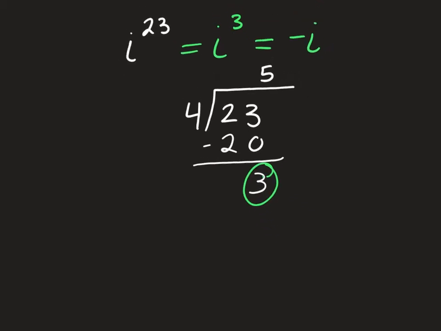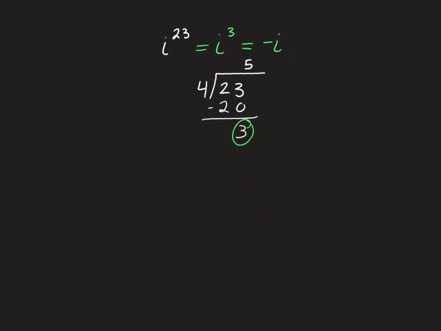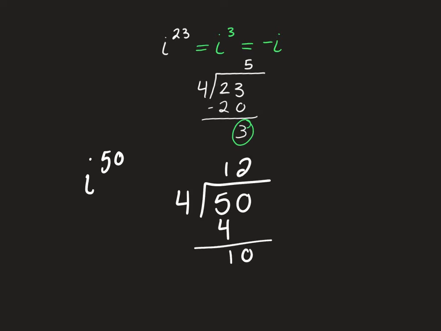Right, so then if we do, let's say, i to the 50th. Again, we're dividing by 4. So 4 goes into 5 one time, which gives you 4. And 10, it goes into 10 twice, which gives you an 8, which means your remainder is what? 2. So that means our exponent is 2, and i squared is equal to -1.